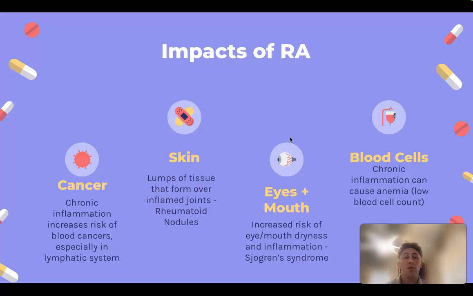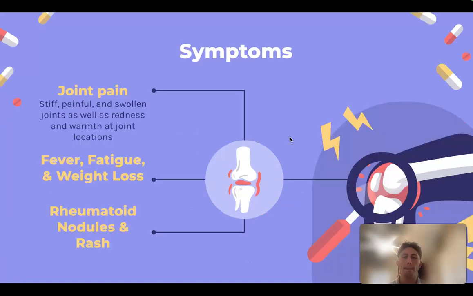Rheumatoid arthritis can also cause dryness in the eyes and the mouth. And then it can also impact the body's ability to produce red blood cells. And so typically patients with rheumatoid arthritis will also develop anemia over time, a low blood cell count, because they're not as good at reproducing red blood cells. So those are the major impacts of rheumatoid arthritis, which develop various symptoms.